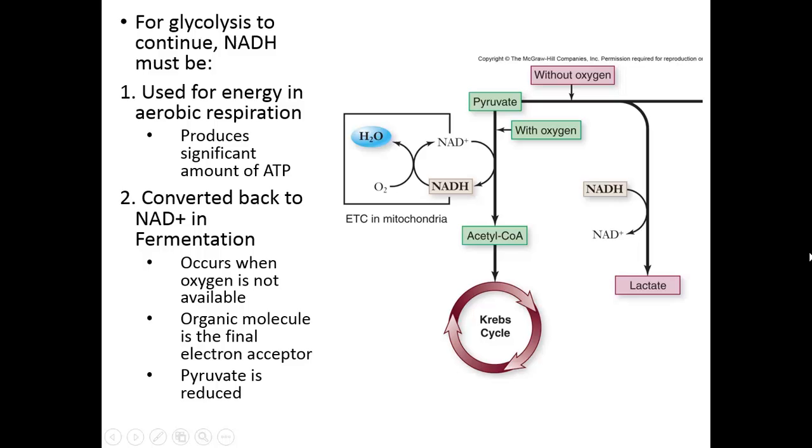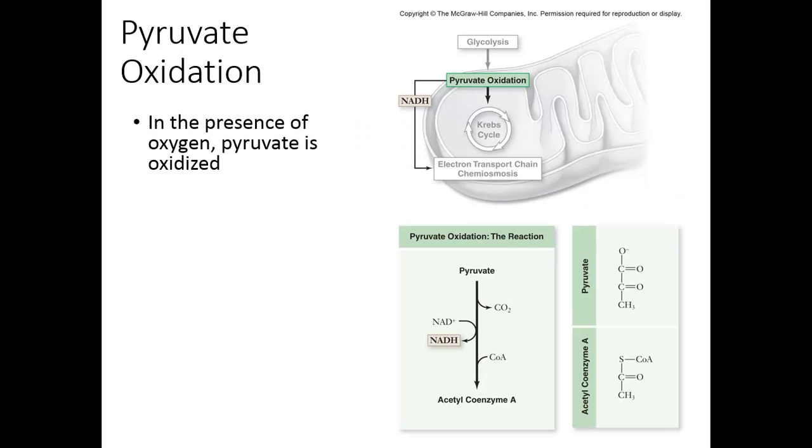We as humans do this, and it's called lactic acid fermentation. There's also ethanol that can be created in alcoholic fermentation, and that's used in plants to create alcoholic beverages.